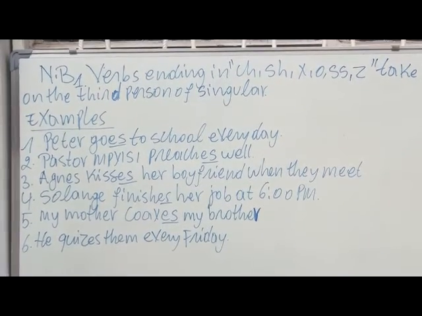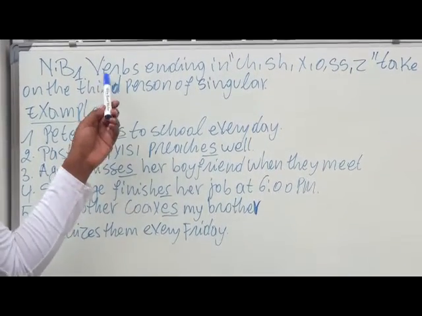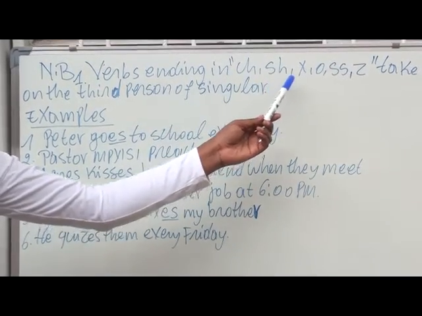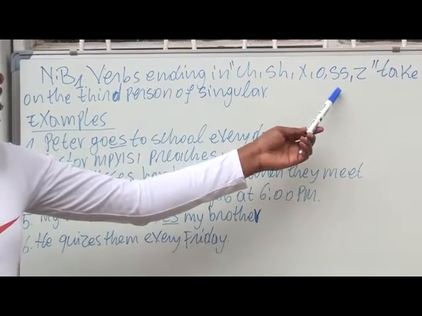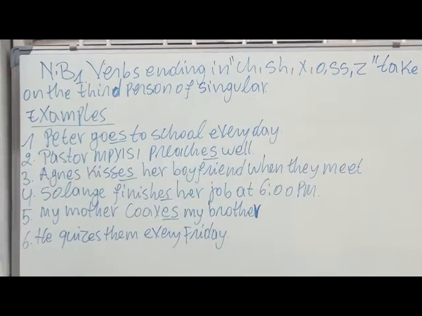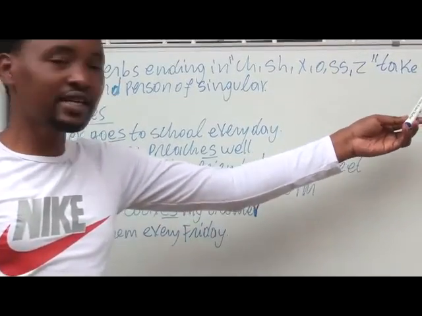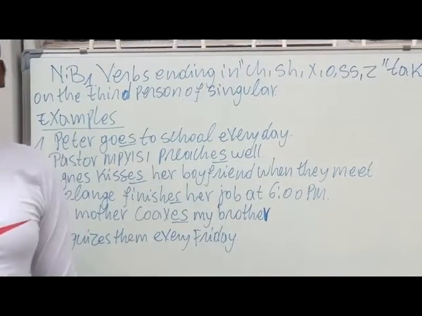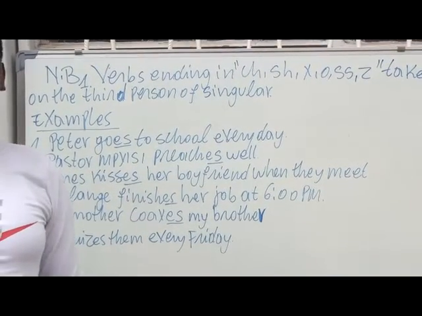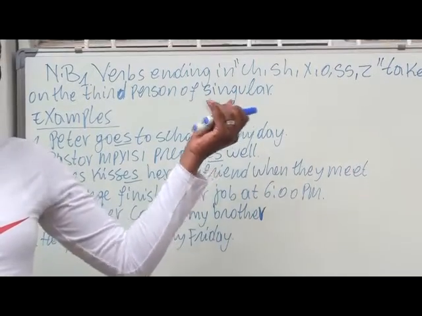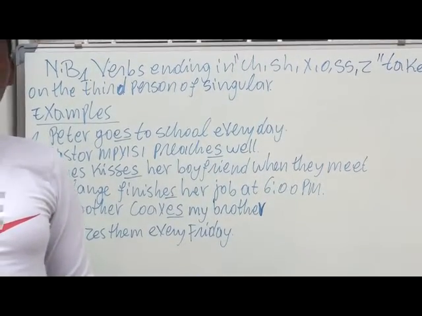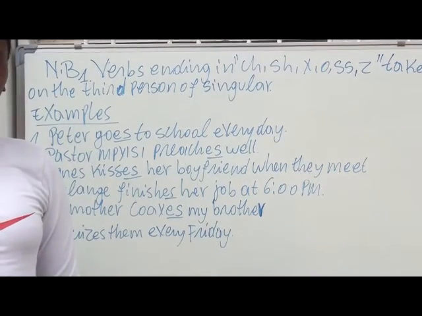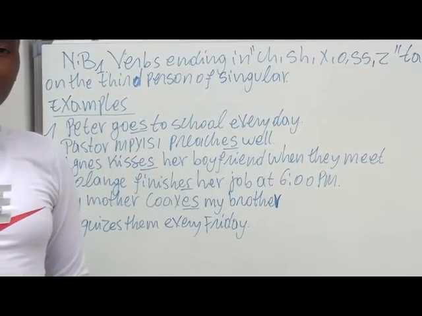Notably, on simple present, verbs ending in ch, sh, x, or double s and z take es on the third person of singular. When we have a verb ending in one of these consonants on the third person of singular in simple present, we have to add es after the verb.